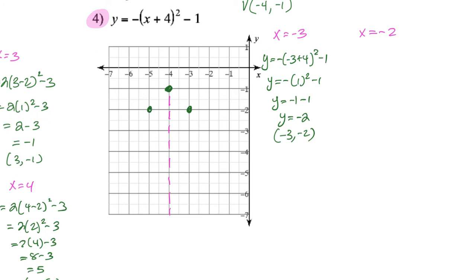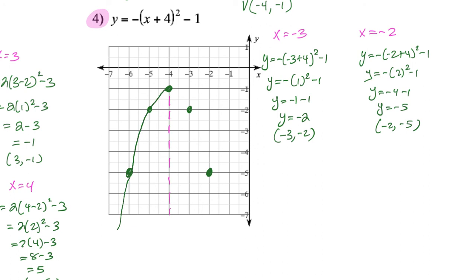Okay. Now I'm going to plug in the -2. So y equals -(-2 plus 4) squared minus 1. So y equals -2 squared minus 1. So y equals -4 minus 1. y equals -5. So I got the point (-2, -5). (-2, -5) is this point right here. Again, I'm marking that from the axis of symmetry, 1 and 2. So I'm going to mark the same 1 and 2 to the left. So I'm going to mark that point right here. Okay? And now I'm going to trace my graph right there.